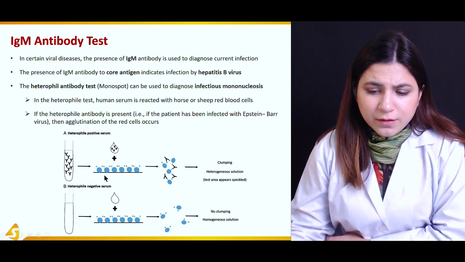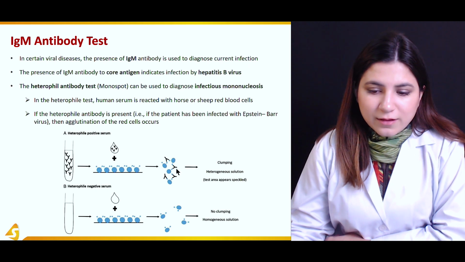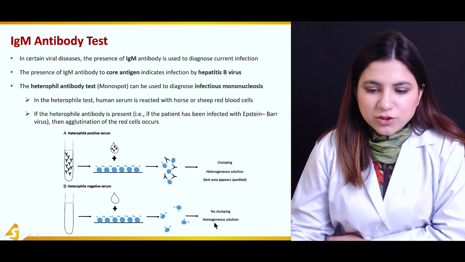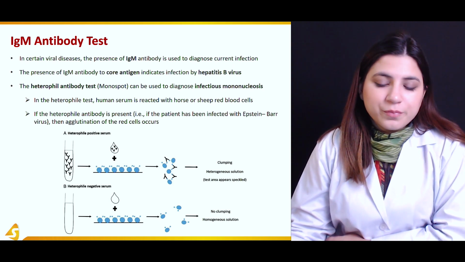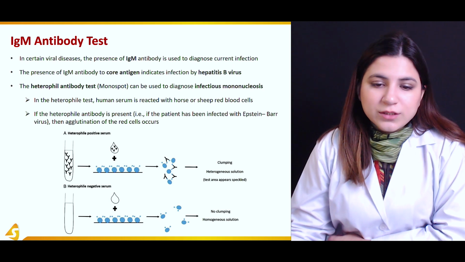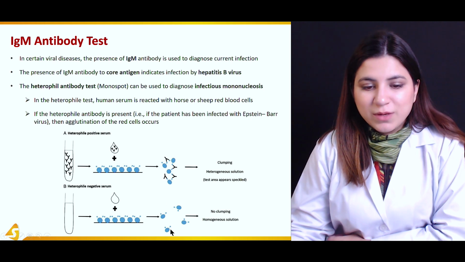As you can see here, there's clumping of the antibody with the antigens, and so we can see a heterogeneous solution and agglutination. Whereas when the sample is negative, there is no antibody present, and thus there is no clumping, and there's a homogeneous solution with no agglutination, and so we can detect presence of infections by this method as well.